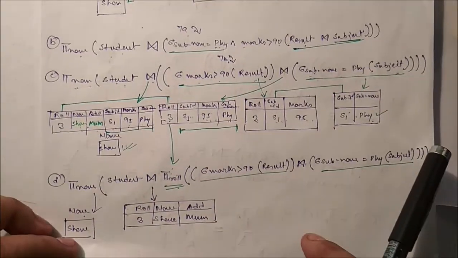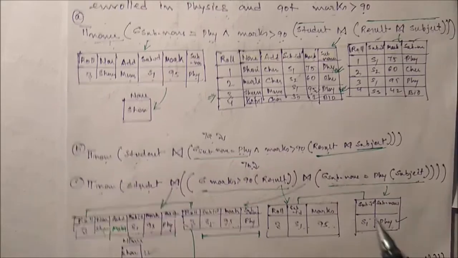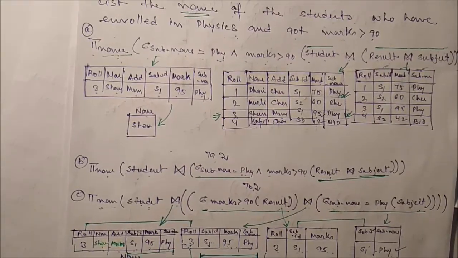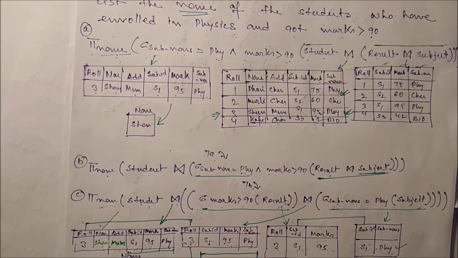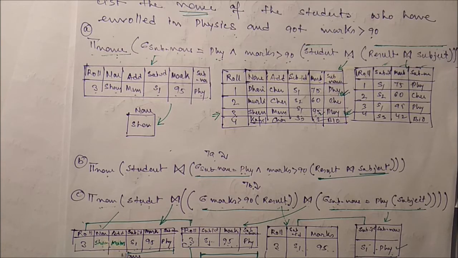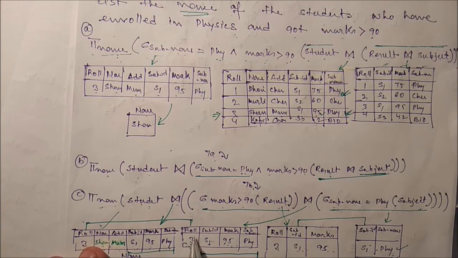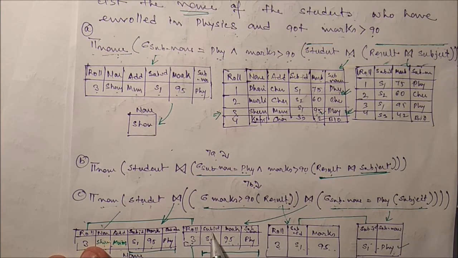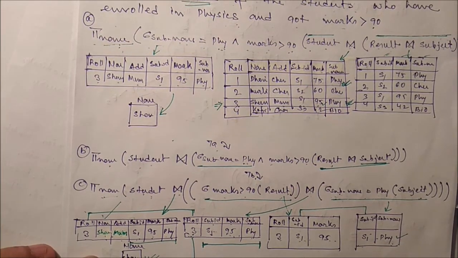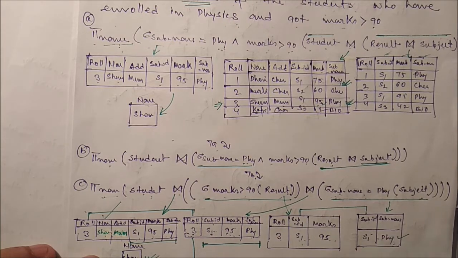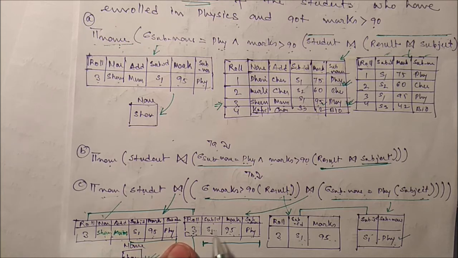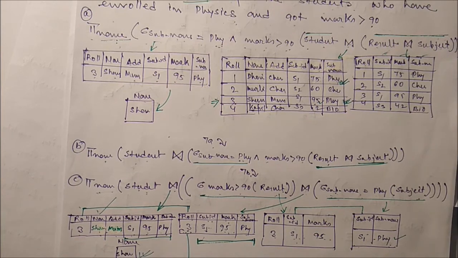Or you can go further. In all these cases, in the final output, we need only the roll number and the name. We don't require other attributes. To merge these two tables, we need only the roll number, so we don't require subject ID, marks and subject name. Here we just keep this as it is, but after that we need only the roll number. We can eliminate these if we apply the projection condition.